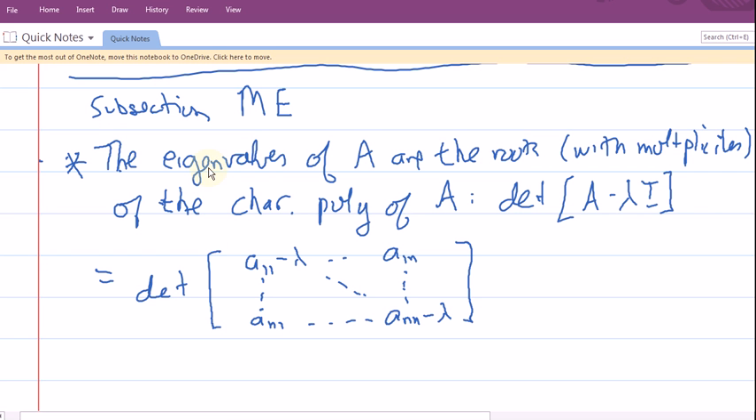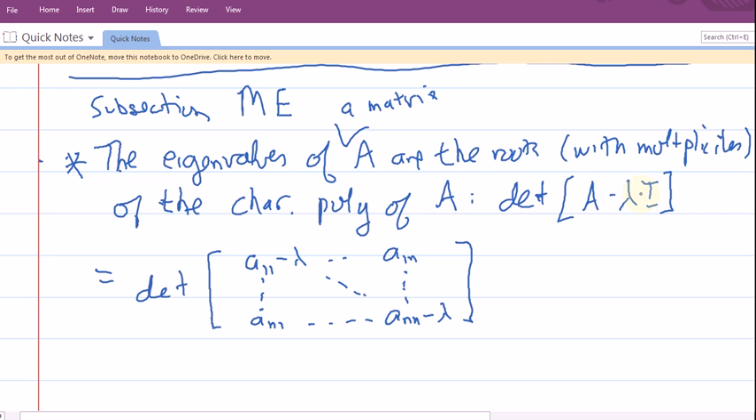The eigenvalues of a matrix A, let me just make clear that this is a matrix A, are the roots with multiplicities of the characteristic polynomial of A. And the characteristic polynomial of A is the determinant of this n by n matrix, which is obtained by taking the matrix A and subtracting lambda times I.